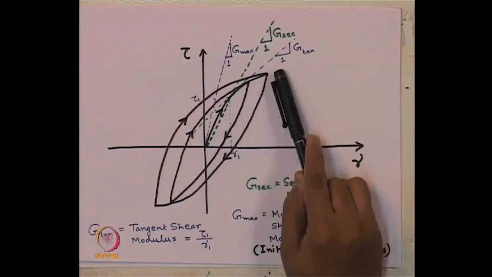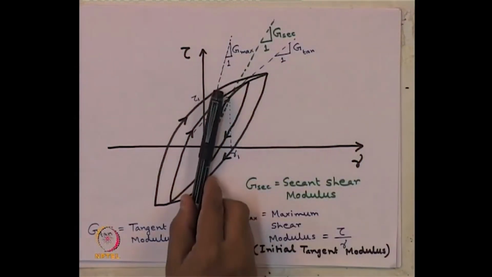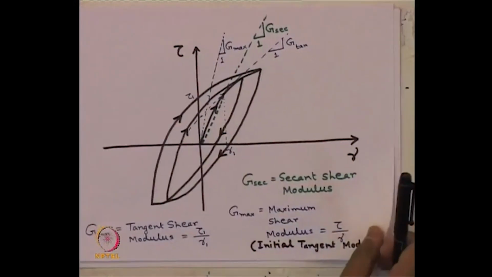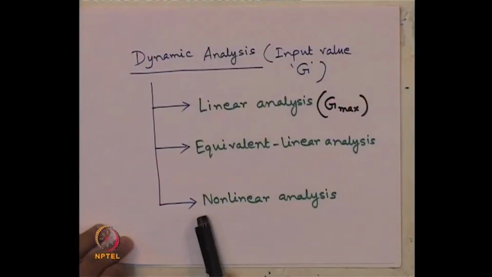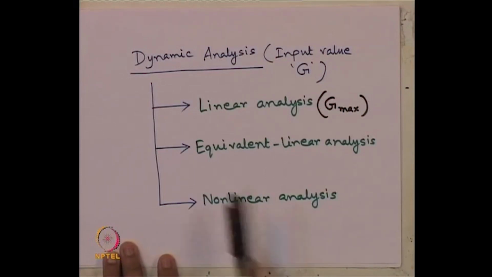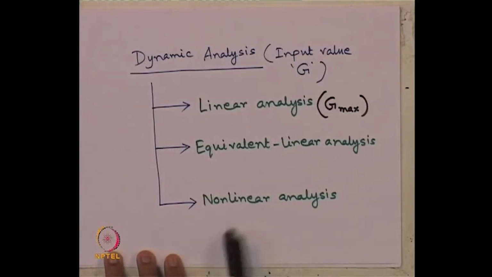This curve is completely nonlinear, except this initial portion which is only linear, which gives us the G max value. So, apart from that, the entire behavior of the soil at any shear strain level will be completely nonlinear. So, it is always better to use the nonlinear analysis for an actual dynamic analysis. So, if we want to use nonlinear analysis, which value of G should we use?